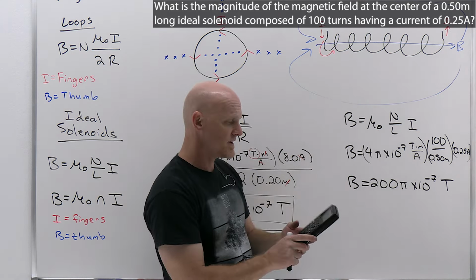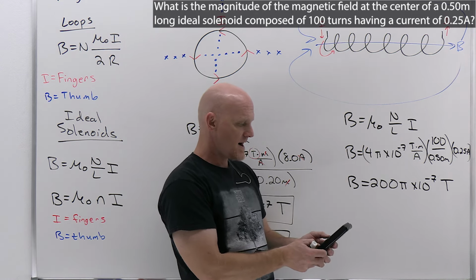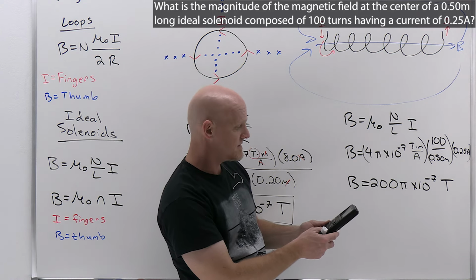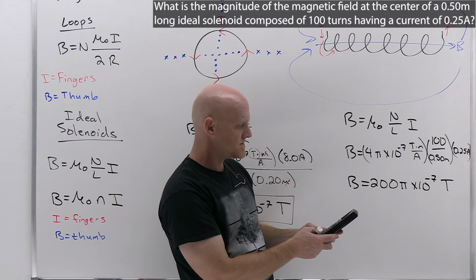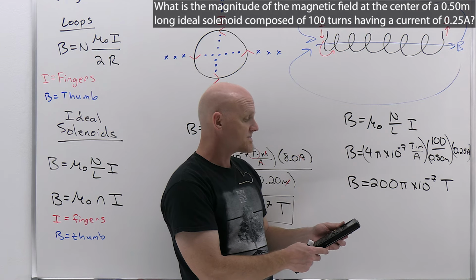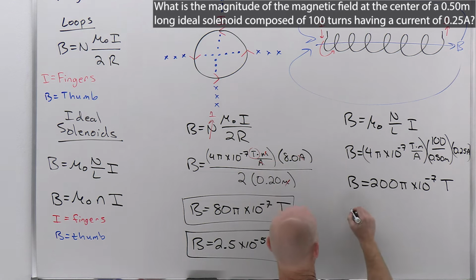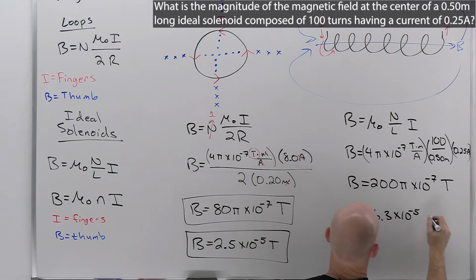But I'm going to start it back from the beginning here. So once again, we're going to have 4 times pi E to the negative 7. So 4 pi times 10 to the minus 7 times 100 divided by 0.5 times 0.25. And now we're going to get 6.28 times 10 to the minus 5, which will round to 2 sig figs, 6.3 times 10 to the negative 5 Tesla.